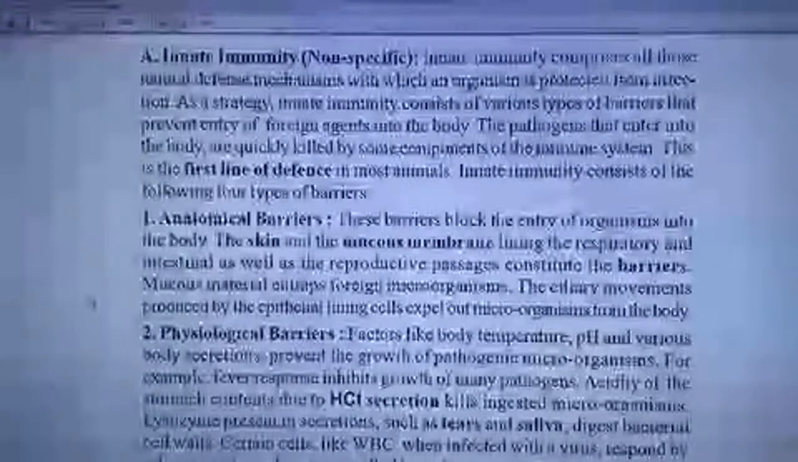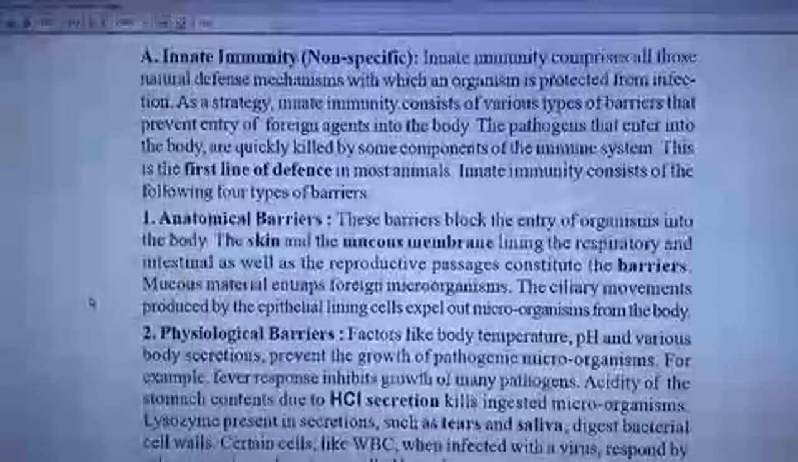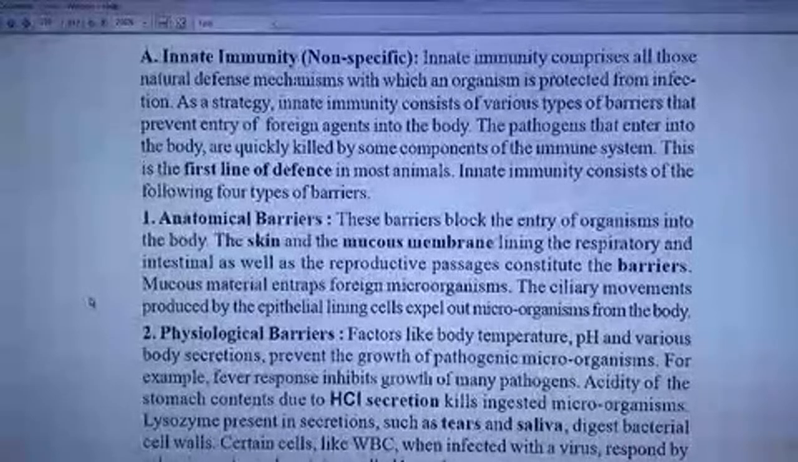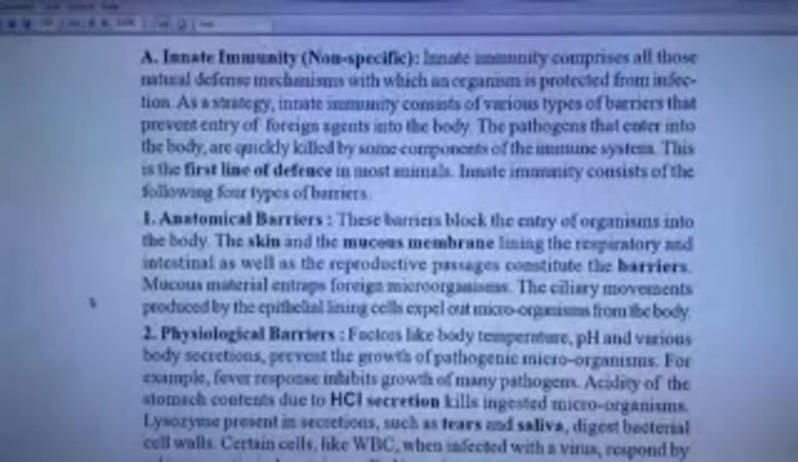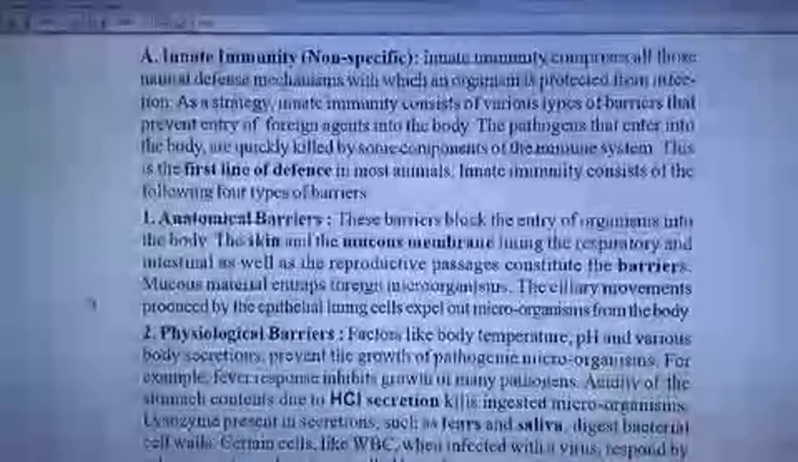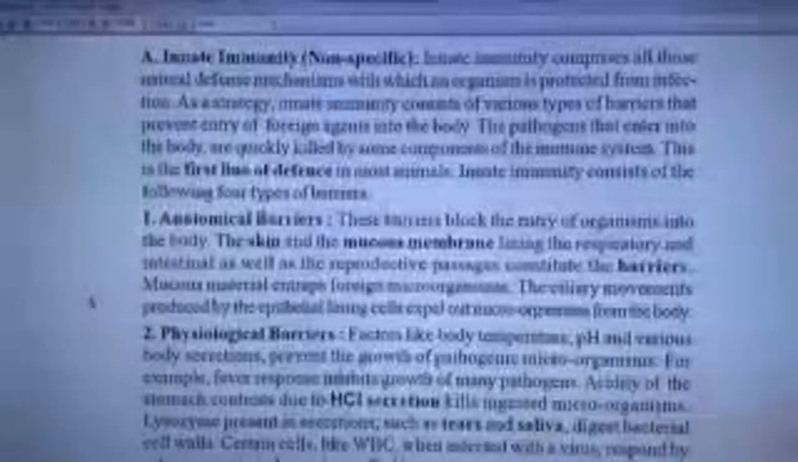As a strategy, innate immunity consists of various types of barriers that prevent entry of foreign agents into the body. The pathogens that enter the body are quickly killed by some component of the immune system. This is the first line of defense, involving four types of barriers. Anatomical barriers. These barriers block entry of organisms into the body.